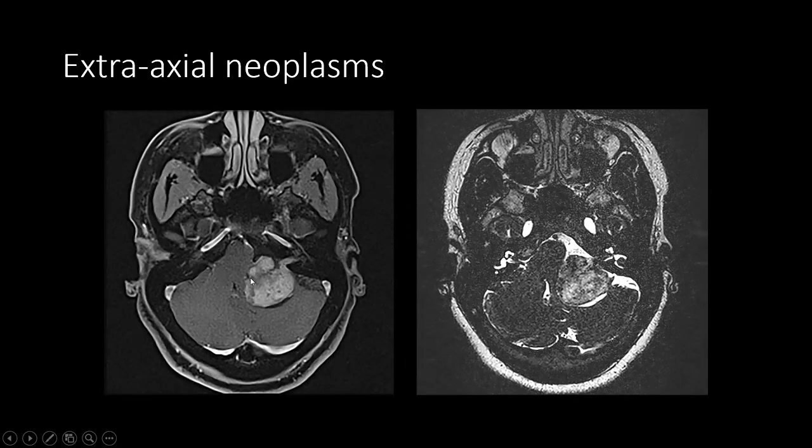This is a larger vestibular schwannoma on the left. This large cerebellopontine angle component causes severe brainstem and cerebellar compression, and we can see extension into the internal auditory canal, here again on the T2-weighted sequence.